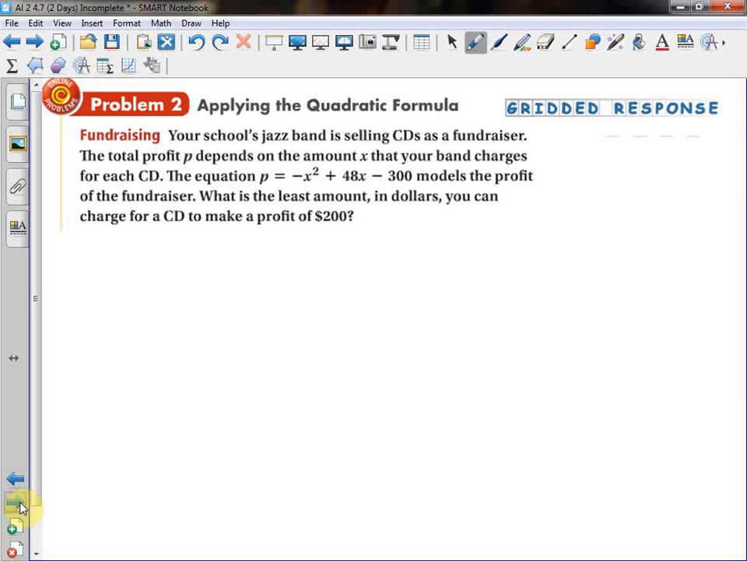Okay, problem 2, talking about a quadratic equation that models the profit of a band which is selling CDs. And they want to know what is the least amount in dollars we can charge for a CD and make a profit of $200. Okay? Well, let's take the original equation that they gave us, which is here. I'm just going to rewrite it down here, in my own handwriting. Plus 48x minus 300. Okay? And now let's plug in what they tell us. They tell us a profit of 200. Well, profit's going to go over on the P side.